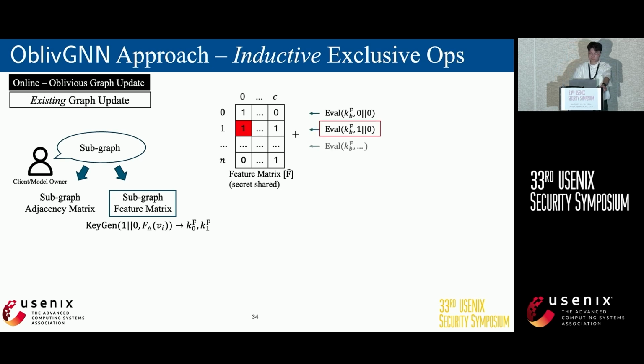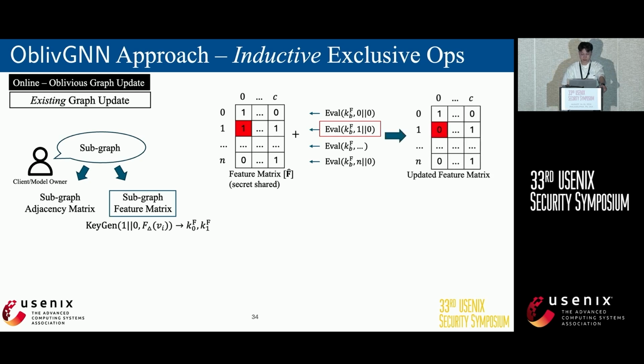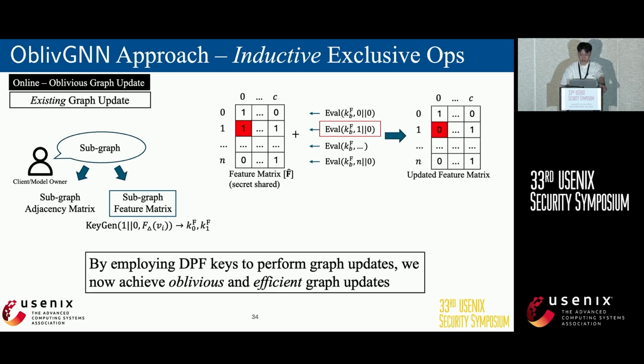Similarly, the feature matrix can be updated using the same methods. Now we have successfully performed the graph updates using the DPF keys, and we have achieved both obliviousness and efficiency.